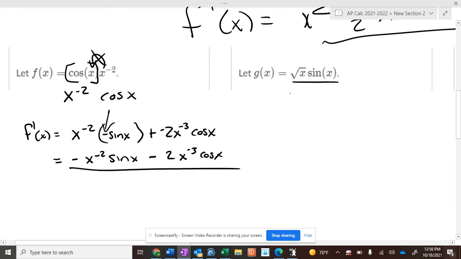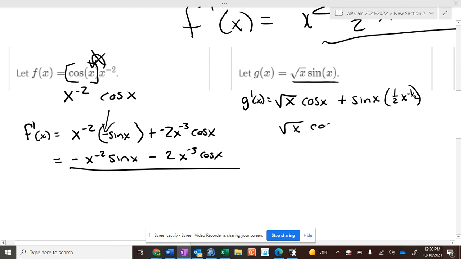What's the first derivative? Well, we leave square root of x alone if we're finding the first derivative. And then what's the first derivative of sine? Cosine of x. Plus sine of x times, what's the first derivative of the square root of x? 1/2 x to the negative 1/2. Okay? So this would be the square root of x, cosine of x, plus sine of x over 2 square root of x is basically what it would be.